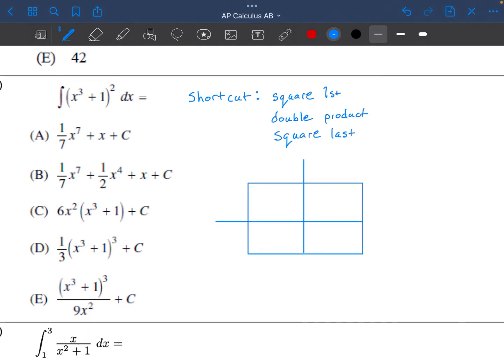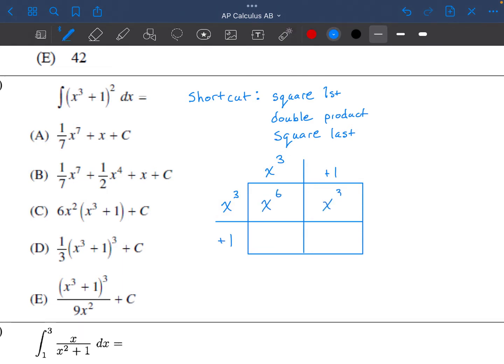And I'm just going to put the sides of this rectangle as x to the power of 3 plus 1 and x to the power of 3 plus 1, because I just need to multiply x to the power of 3 plus 1 twice. And let's do it. So x to the power of 3 times x to the power of 3 for this cell right here is going to be x to the power of 6.